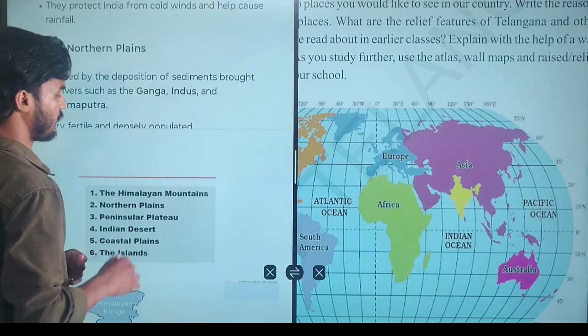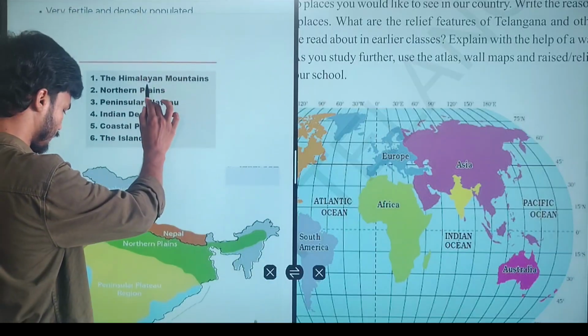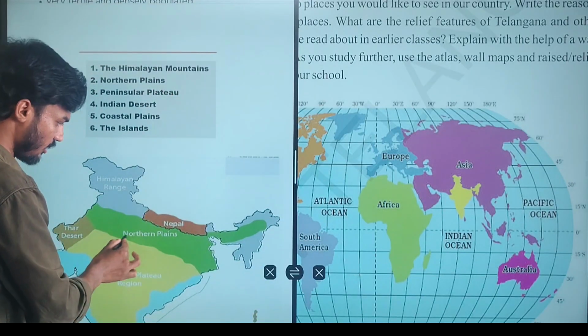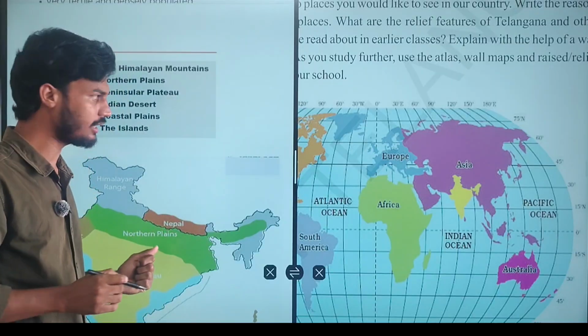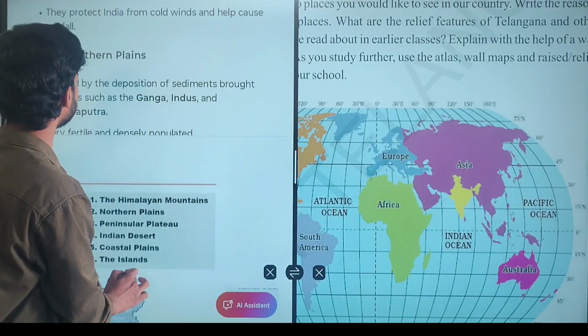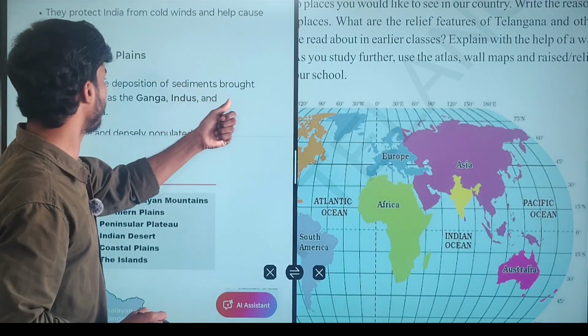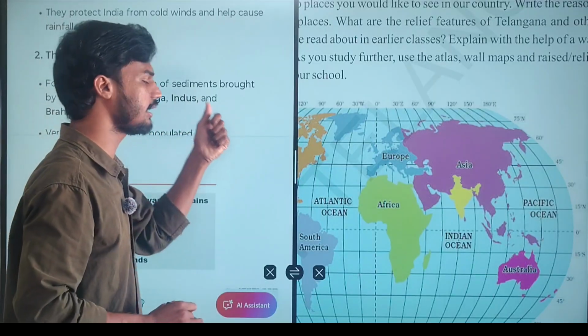Next, coming to the northern plains. These are the northern plains, okay? Whichever is in the form of the green region is known as the northern plain. What is given about the northern plain? Formed by the deposit of sediments brought by rivers such as Ganga and Indus.